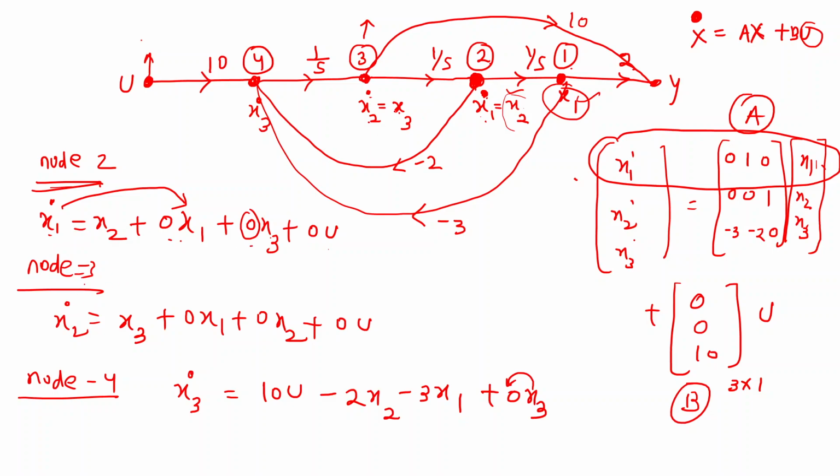Similarly, come to node 3. But at node 4, we can connect anything. You see at node 4, we can connect the input by using this 10. So I'm writing 10u. At node 4, I can connect my x1. See, x1 is between nodes 4 and 1, so I can connect by -3. So -3 x1 is part of your x3 star. Similarly, at node 2, I can connect my x2 by this -2, so -2 x2 is also part of your x3 star. So you have to represent your x3 star in terms of x1, x2, x3. Are you getting?